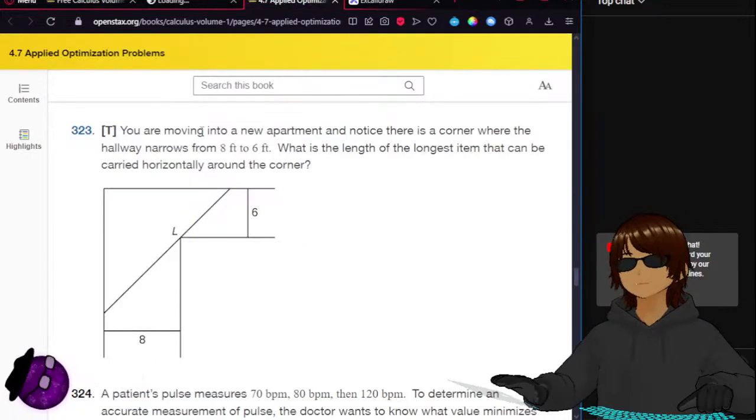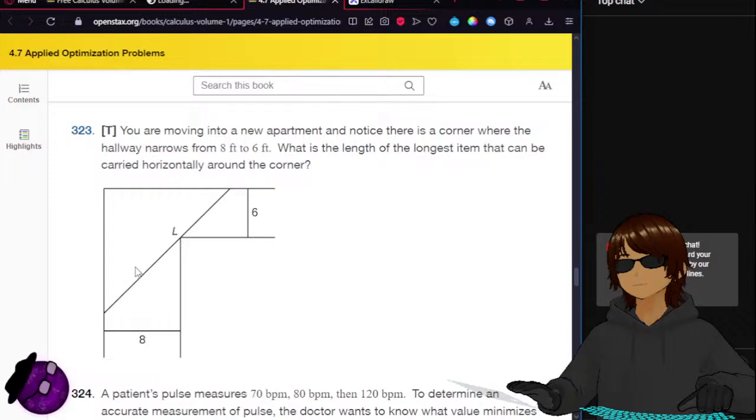You're moving into a new apartment and notice that there is a corner where the hallway narrows from 8 feet to 6 feet. What is the length of the longest item that can be carried horizontally around the corner?